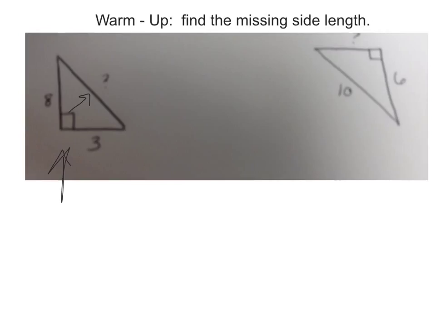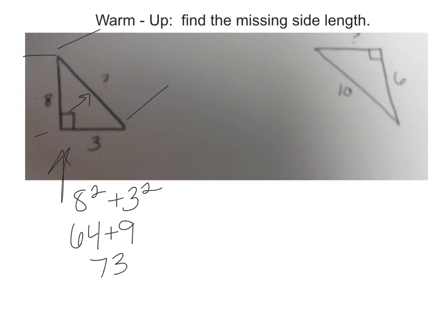So the Pythagorean theorem tells me that the area of the squares on the legs will add up to the area of the square over here. So the area of this square on the left would be 8 squared. And then we would do plus 3 squared. So 8 squared is 64. 3 squared is 9. Add those together, it's 73. That gives me the area of this square over here.